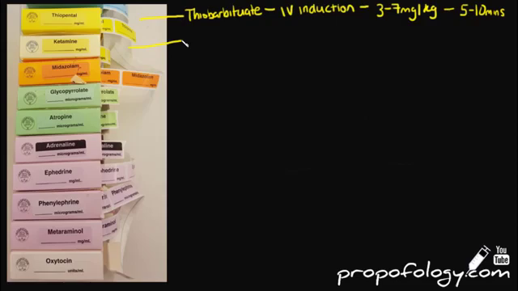So the next drug down we see is ketamine, and ketamine is used as an IV induction agent as well. It's also used as an analgesic. It's what's known as a phencyclidine derivative, and it was originally developed in the late 1970s for the Vietnam War. It is given as 1 to 2 mg per kilogram for IV induction of anaesthesia, or as an analgesic dose of 0.2 to 0.5 mg per kilogram.